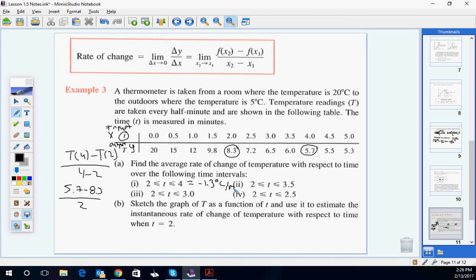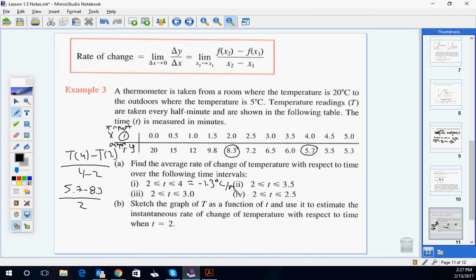Let me pause for a second. I don't want to assume this is easy for everyone. I just did the slope formula with a table as given. We don't have a function, but those are all points, so I lined them up into the slope formula. What was the average temperature change for 4 to 2? The average temperature change is negative 1.3 degrees Celsius a minute. Does that make sense?